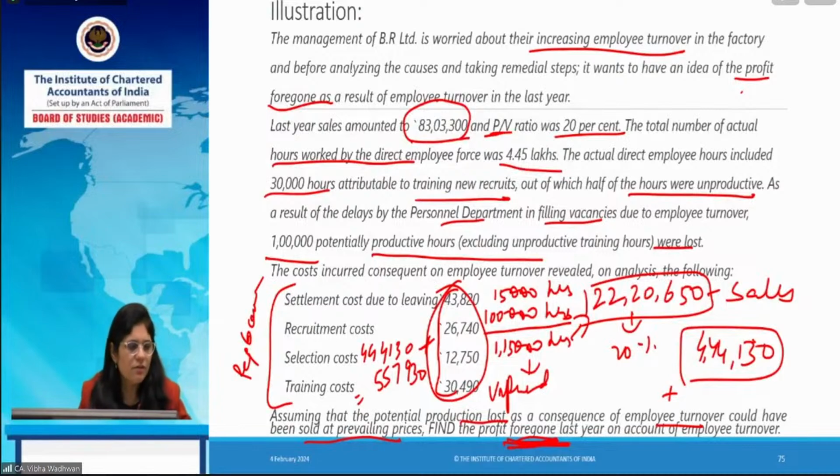Okay, very good. So this is the total. Profit foregone is not 557. Profit foregone is 444. The total loss is 557, it includes the other costs also. Profit foregone is 444 only. Okay, good that you have understood.